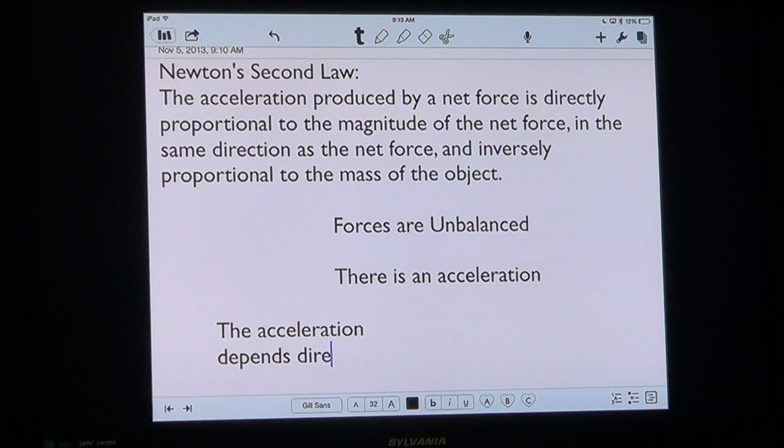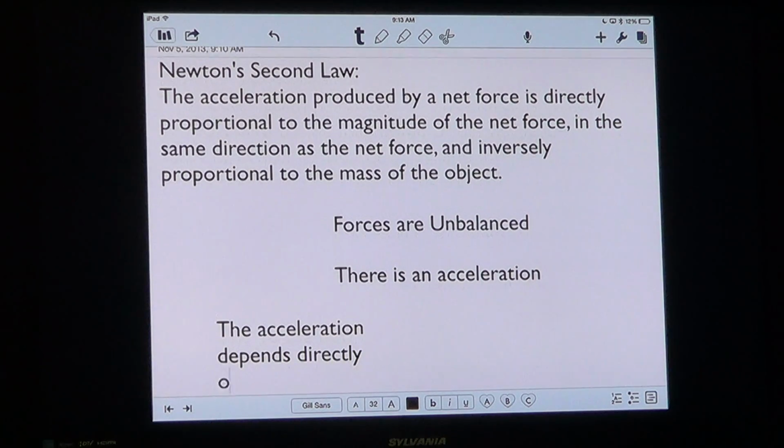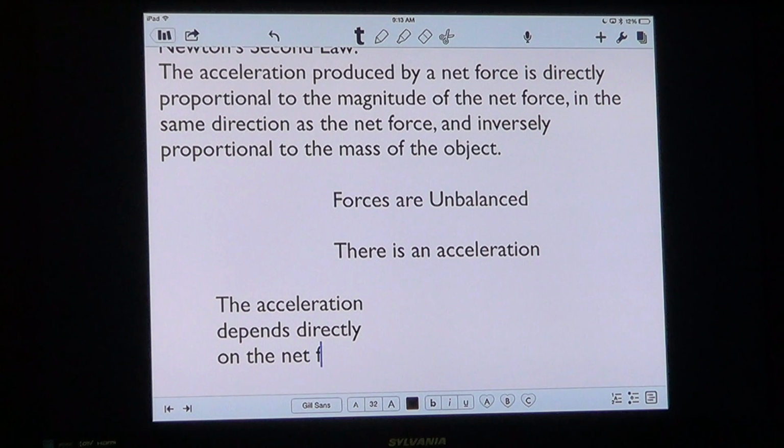It'll depend directly on the net force. And then we also know that the acceleration depends inversely on the object's mass.